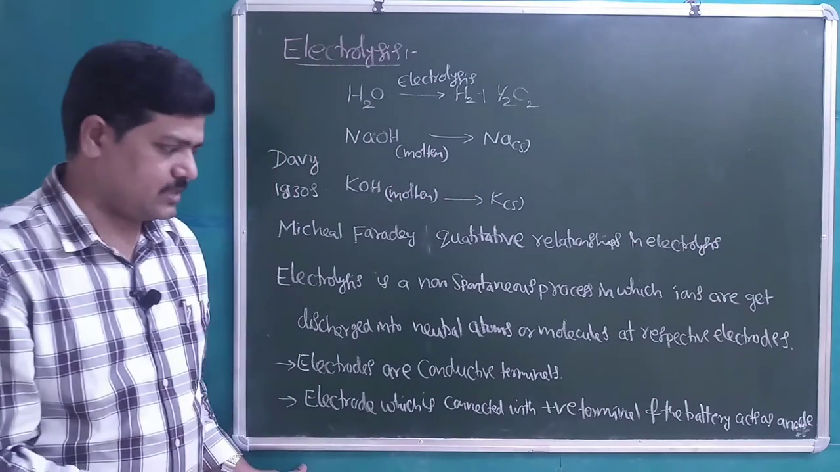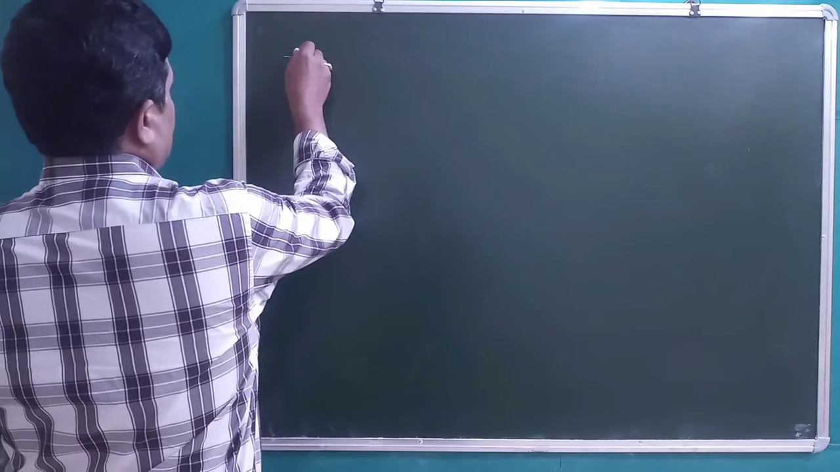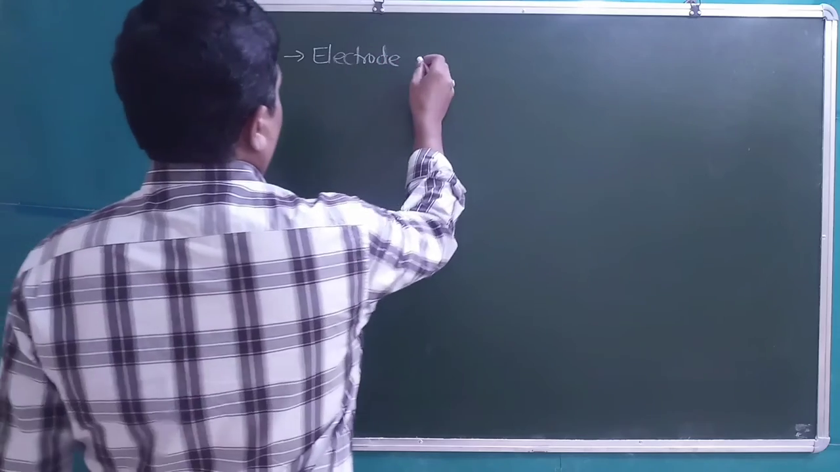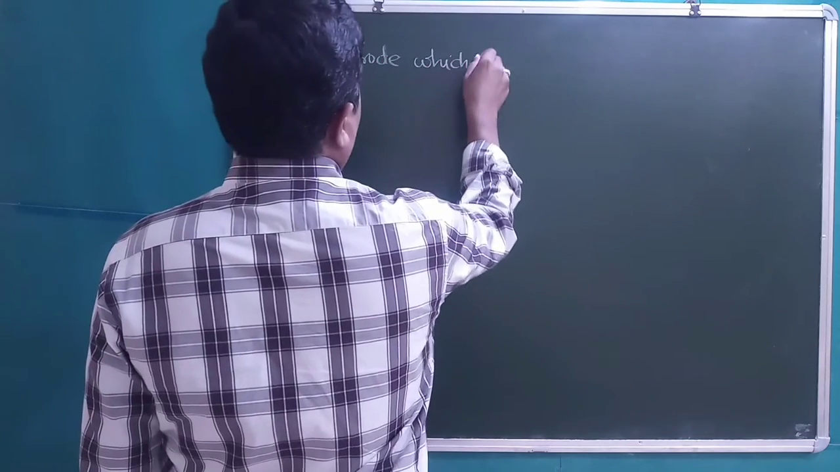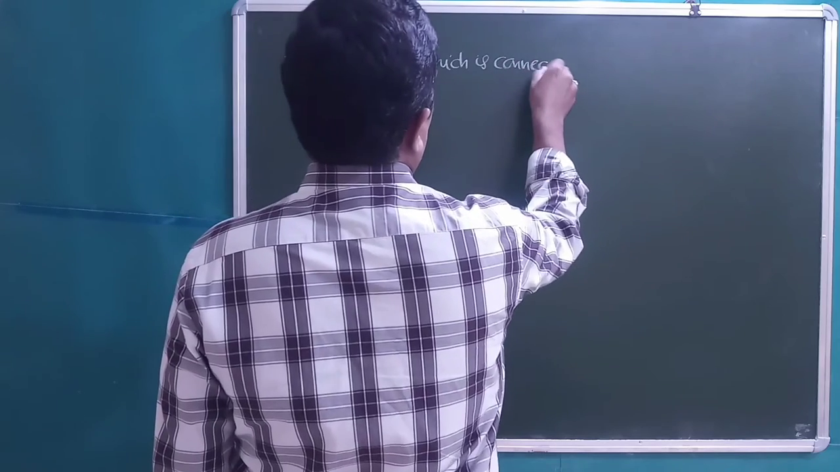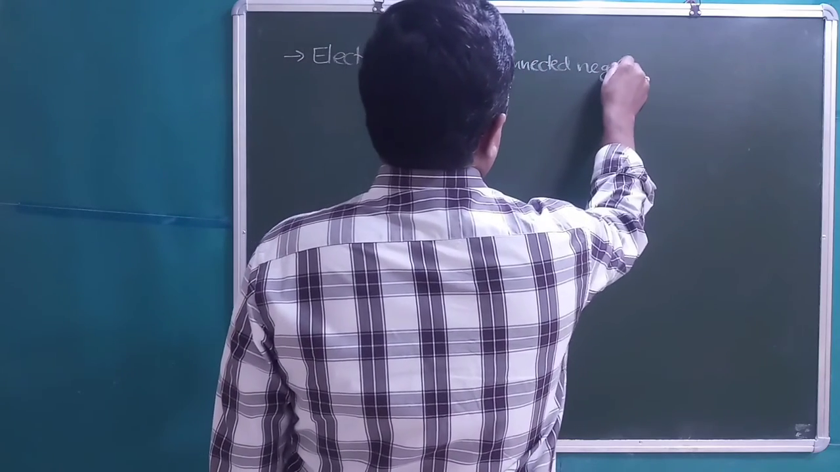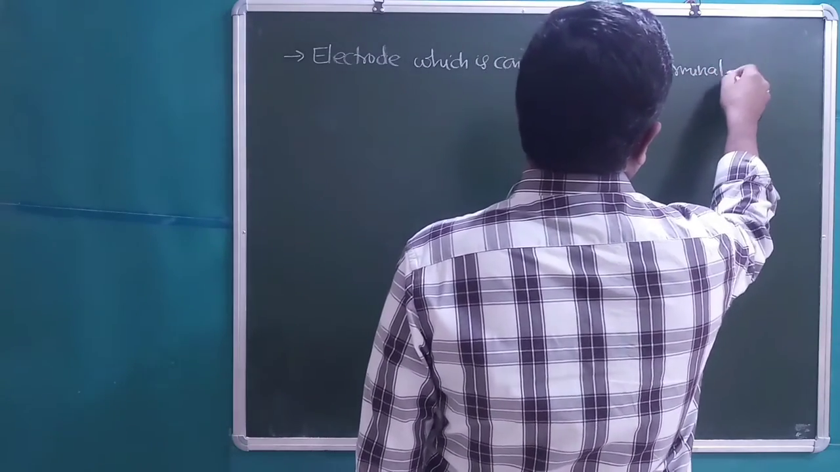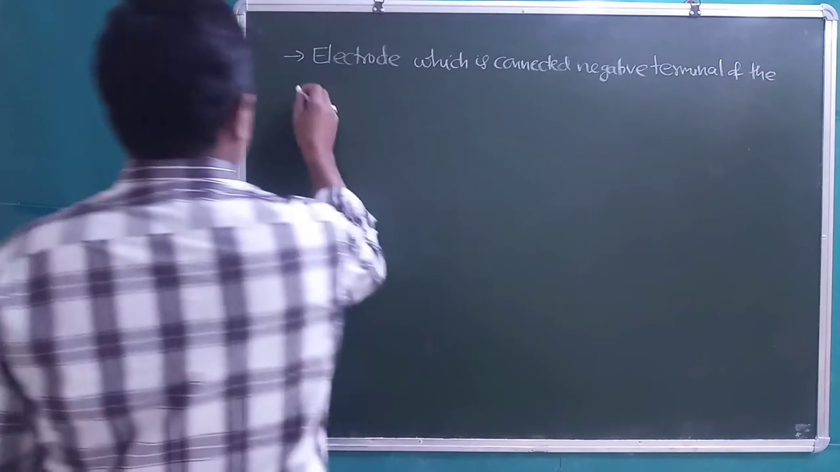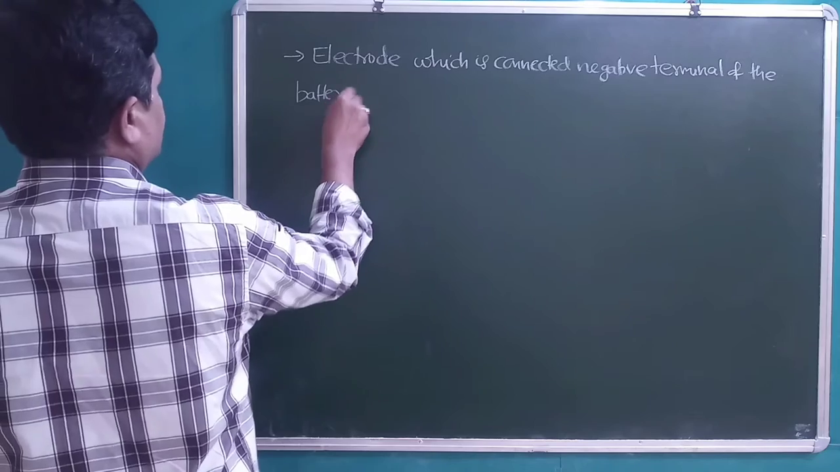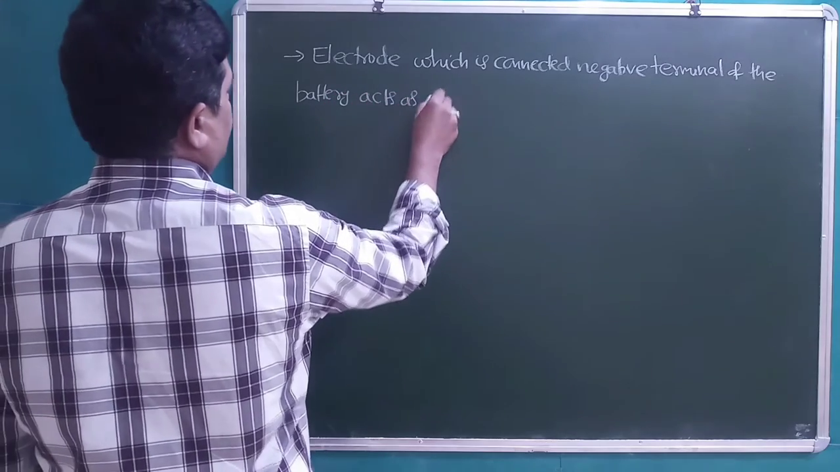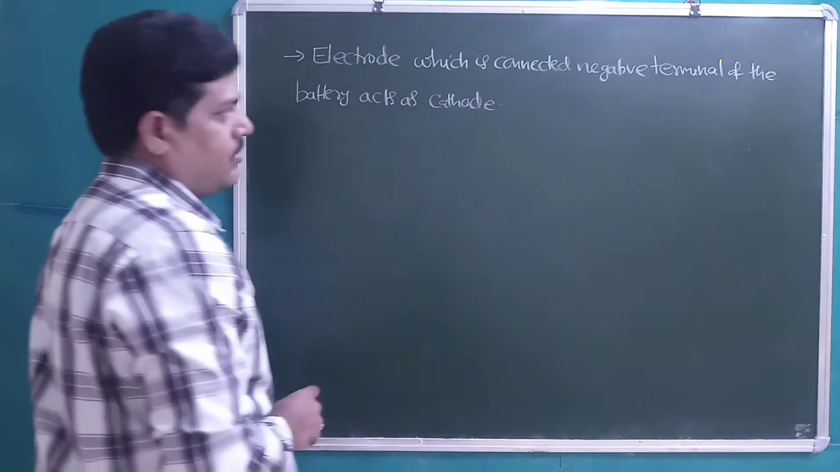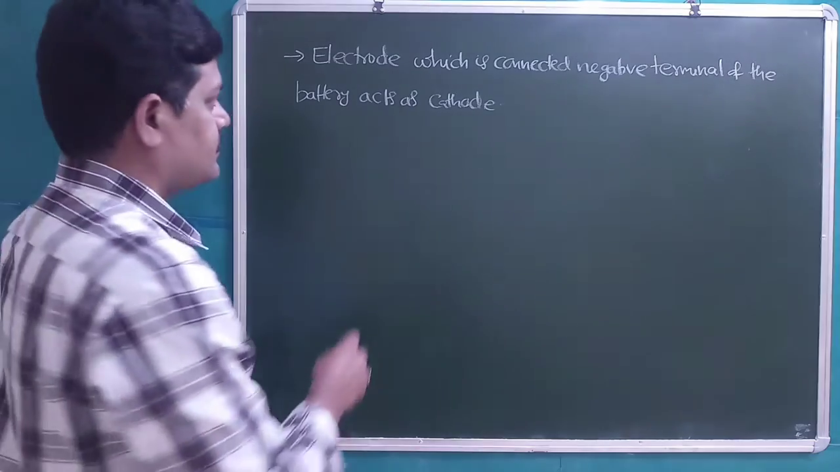Students, let us continue our discussion. What is a cathode? The electrode which is connected to the negative terminal of the battery acts as the cathode. Students, here the cathode and anode are named not because of the charge, but because of the reactions taking place.